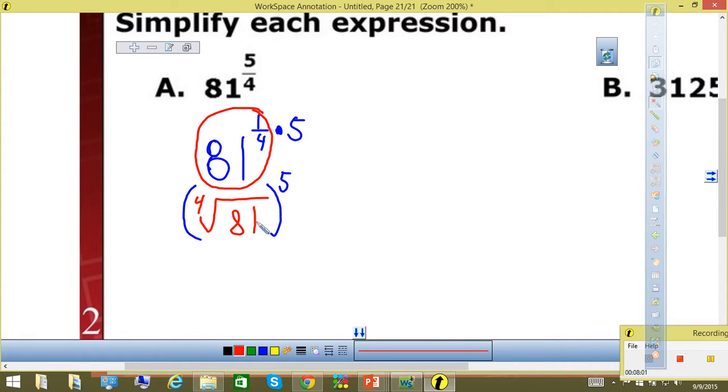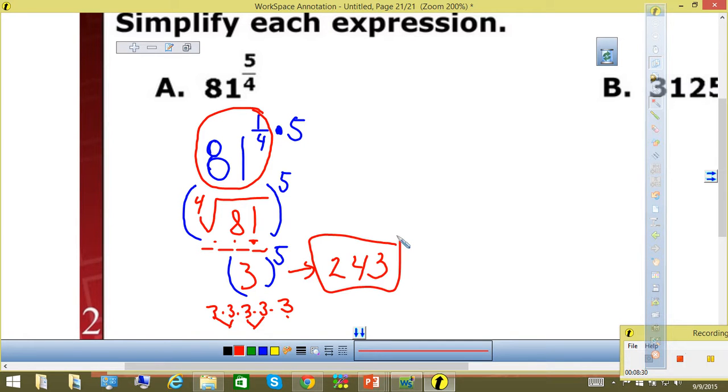So let's do the inside of the parentheses. What number times itself 4 times gives us 81? 3. So we're done with the inside. Bring down the parenthesis and the 5. So what does this mean? This means 3 times 3 times 3 times 3 times 3. What is 3 times 3? 9 times 9 times 3, 243. How are we doing? Good?